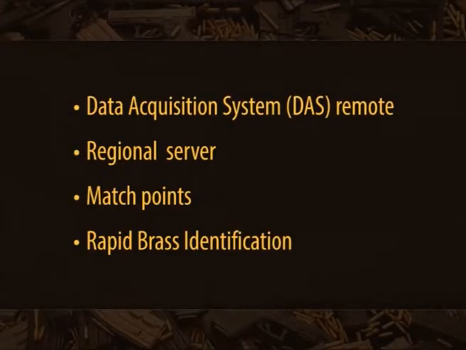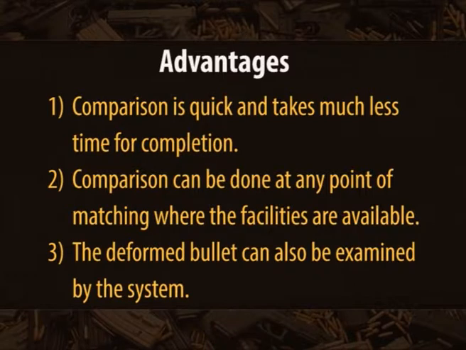Now, NIBIN consists of the following four subsystems. The first is data acquisition system remote, second is regional server, third is the match points, and fourth is rapid brass identification. Let us come to its advantages now. The first advantage is that comparison is very quick and takes much less time for completion. Comparison can be done at any point of matching where the facilities are available. The deformed bullet can also be examined by the system.